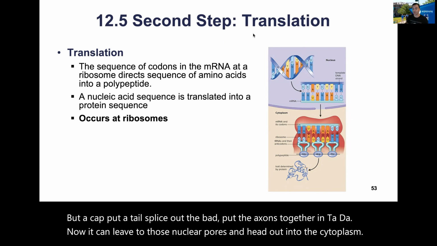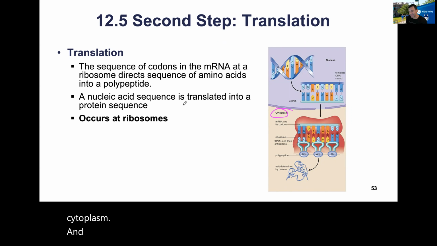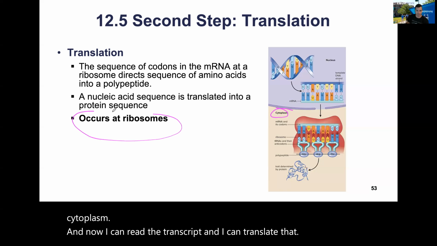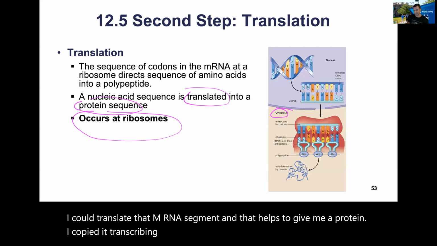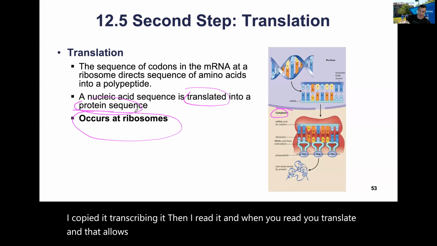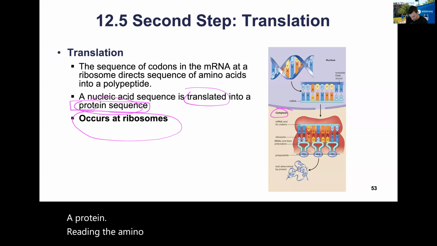Now what does it do? Now we're out in the cytoplasm, okay. And now I can read the transcript and I can translate that mRNA segment. And that helps to give me a protein. I copied it, transcribing it. Then I read it. And when you read, you translate. And that allows me to make a protein, reading the amino acid sequence. And remember, amino acids strung together get you a protein.